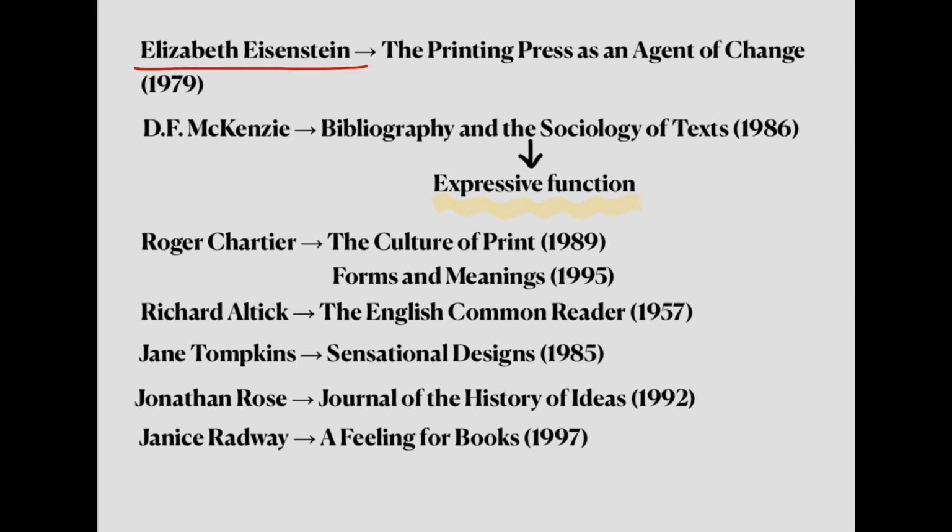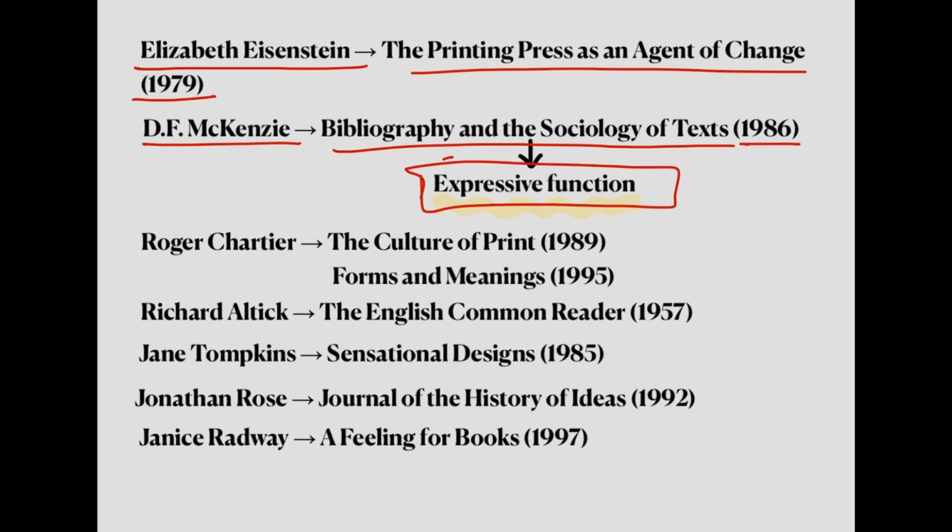Next is Elizabeth Eisenstein, The Printing Press as an Agent of Change. D.F. McKenzie, Bibliography and the Sociology of Texts, 1986. In this book, he talks about the expressive function of the publisher, the printer, and the book designers. They design and they make the first expression and the final expression on the reader, and how the reader perceives the book. Okay, so the designers and the printer have an expressive function in this communication circuit.